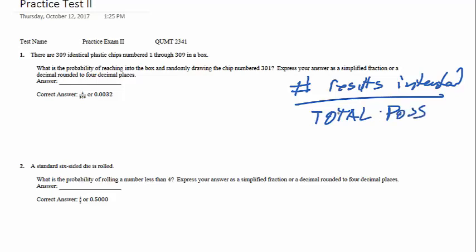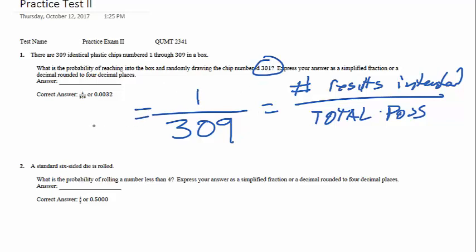possibilities. So this is nothing more than the total possibilities, 1 through 309. What are the total possibilities of drawing one chip? It's 309 possibilities. And which one are we interested in? We are interested in just 301. So this is one possibility out of 309. If we turn that into a decimal, 1 divided by 309 is equal to 0.0032, and there's your answer right there.